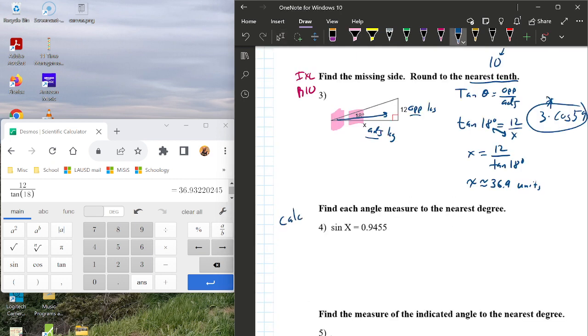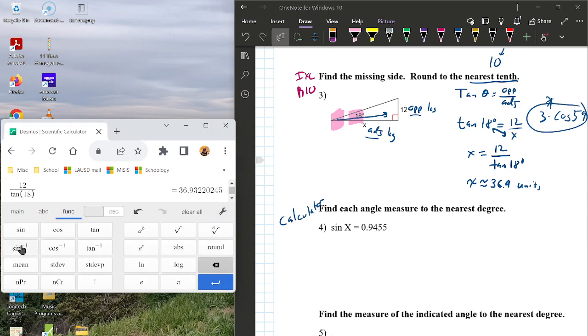Number 4 is mostly a calculator problem again. So we have these things over here. Let's get these. ABC, main function. Sine to the negative 1, cosine to the negative 1, tangent to the negative 1. Okay, those are called inverse. Sine inverse, cosine inverse, tangent inverse. So that negative 1 power means inverse.